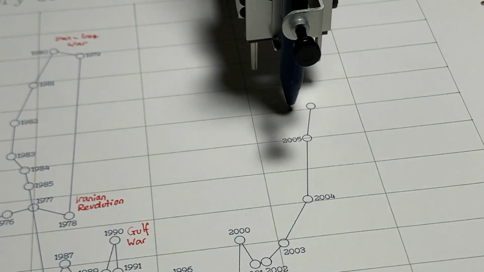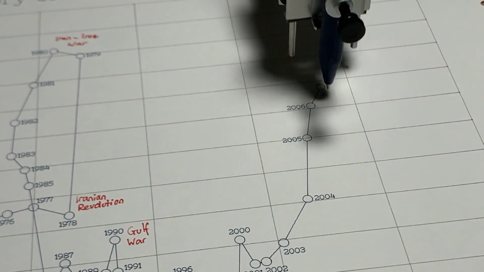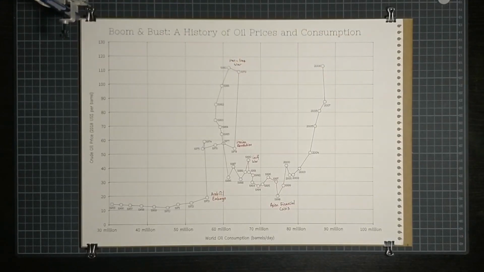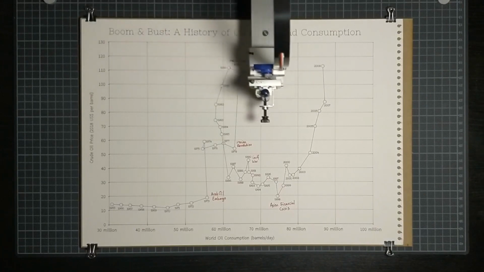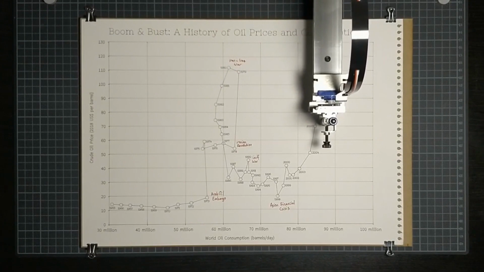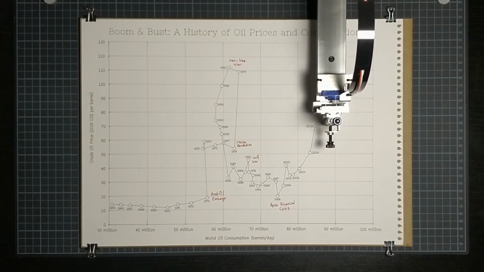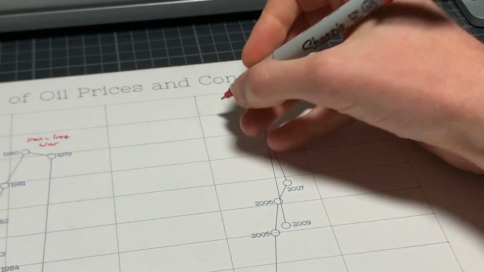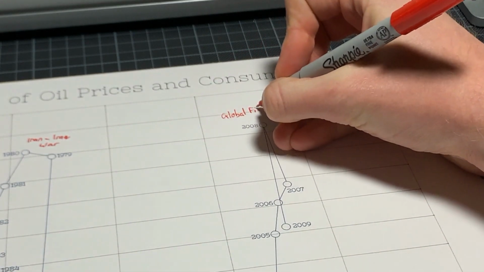That rise steepened and steepened and steepened until 2008, when it hit a record peak of $113 a barrel. But then almost overnight, the financial world collapsed, caused by banks being too willing to lend money to people who couldn't pay it back. The price of oil plunged once again, down to $72 a barrel in a single year. The recession caused demand to fall a little too.